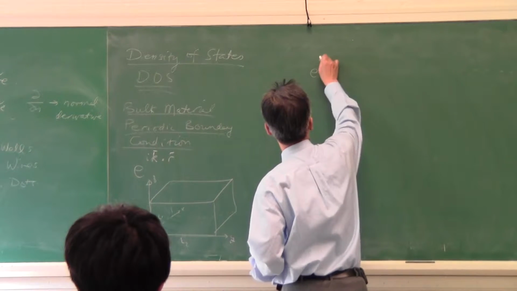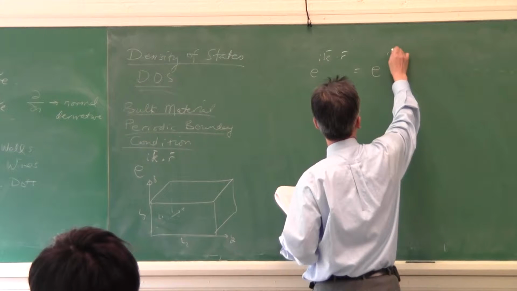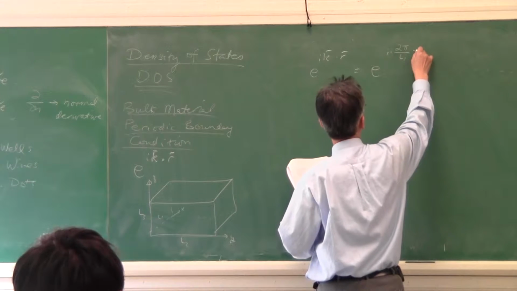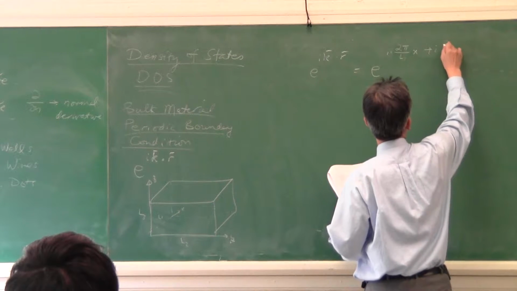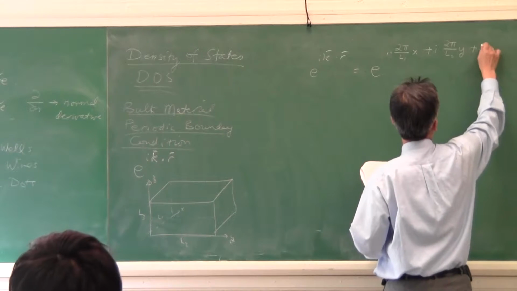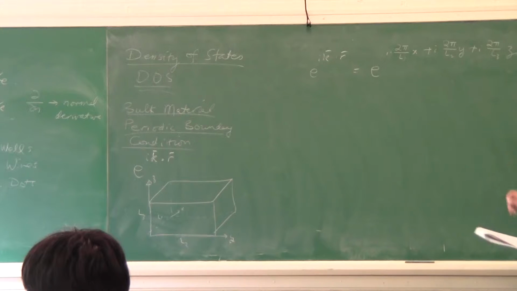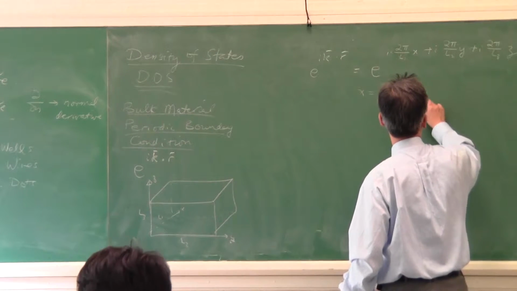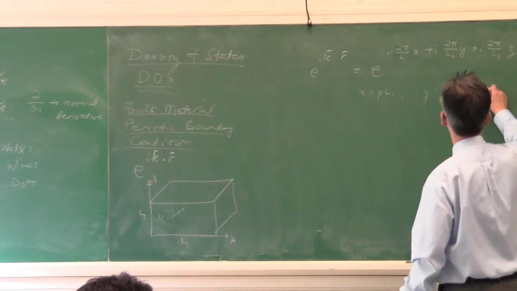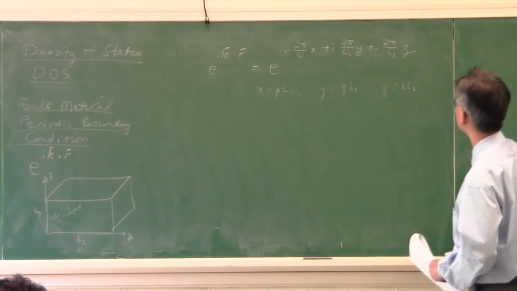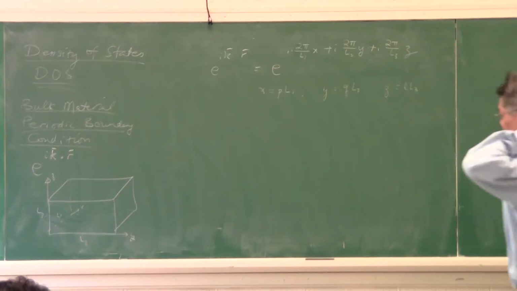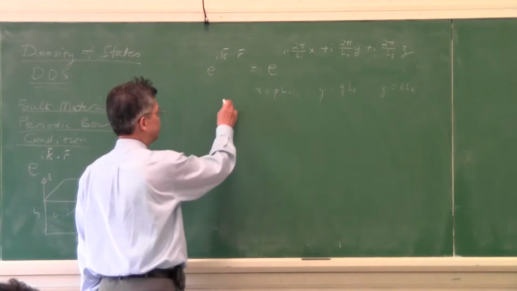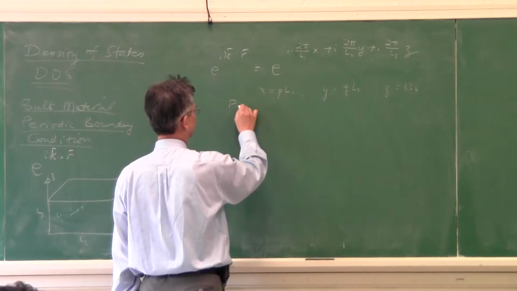So if you do that, then this Bloch wave can be approximated by e to the i k·r, which is e to the i 2π/L1 x plus i 2π/L2 y plus i 2π/L3 z. Can you see that this wave function repeats itself? If x is pL1, it becomes itself. If y is qL2, it becomes itself. If z is L3, it becomes itself. So this wave function repeats itself. That means if we start out with this phase over here, if it goes over there, it becomes itself. This is known as the periodic boundary condition.